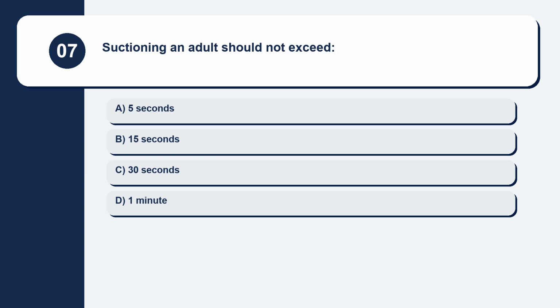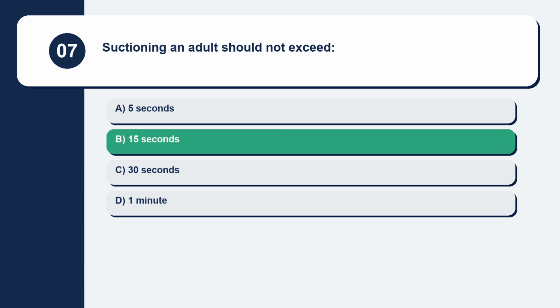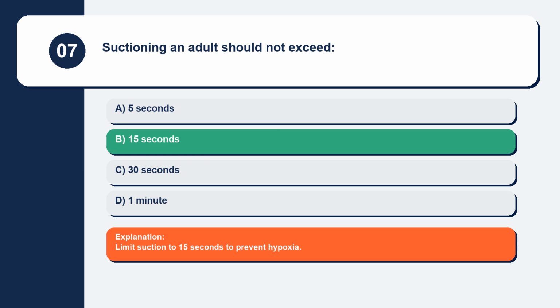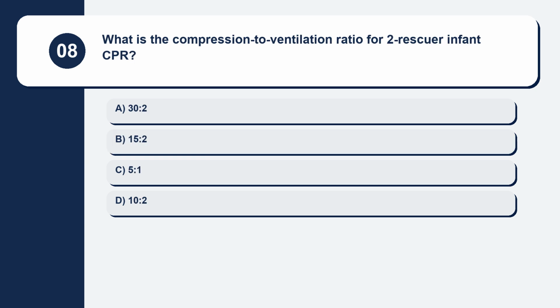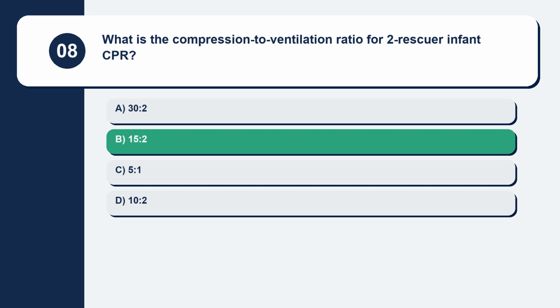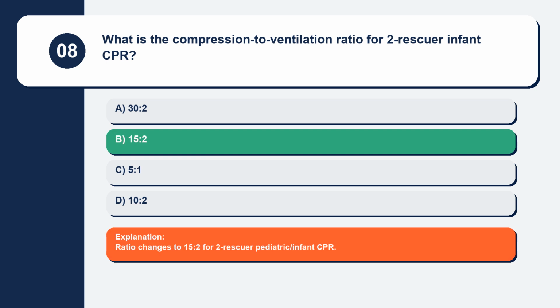Question 7. Suctioning an adult should not exceed 5 seconds, 15 seconds, 30 seconds, 1 minute. Limit suction to 15 seconds to prevent hypoxia. Question 8. What is the compression to ventilation ratio for two-rescuer infant CPR? 30:2, 15:2, 5:1, 10:2. The ratio changes to 15:2 for two-rescuer pediatric and infant CPR.